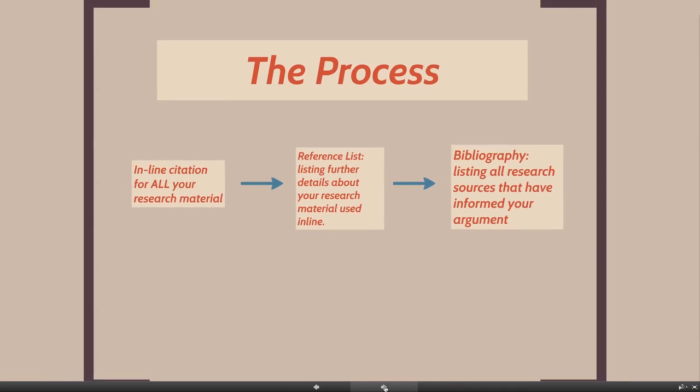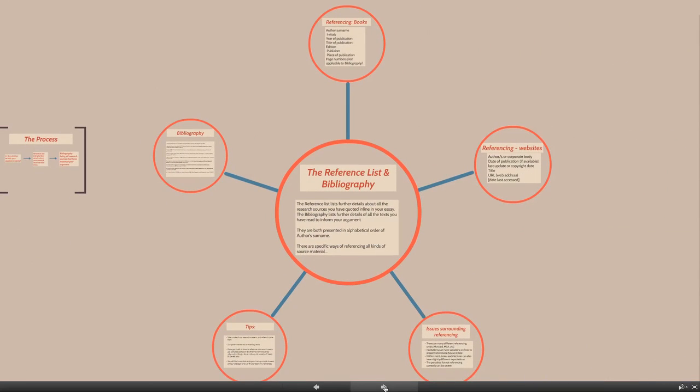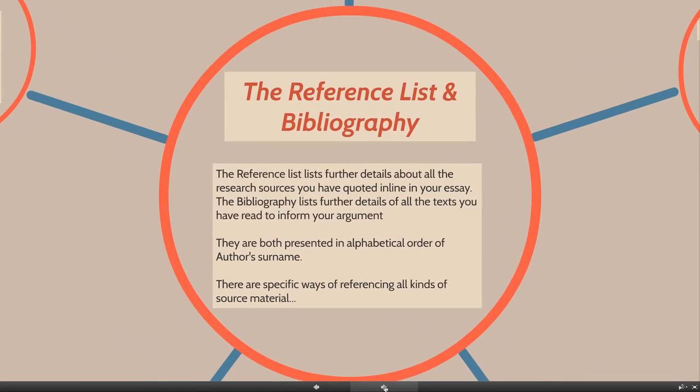Now I wanted to start to look at the reference list and the bibliography. So just to make sure you understand the difference between the two, the reference list lists further details about all the research sources you've quoted in line in your essay. So every quotation, every paraphrase, every time you've cited something in the body of your essay, you will place that in the reference list with more information. And the bibliography lists further details of all the text you've read to inform your argument.